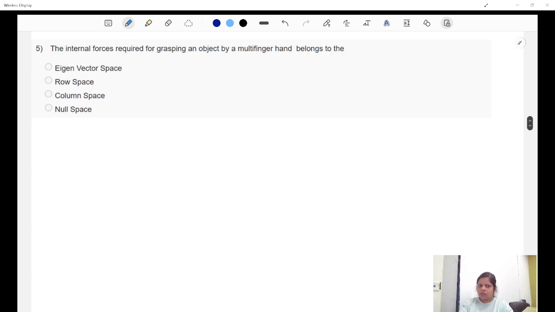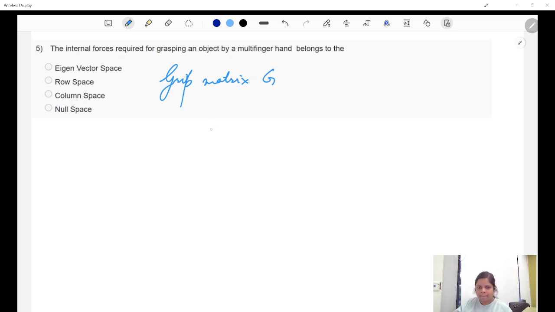Okay. The internal forces required for grasping an object by a multi-finger hand belong to which space: eigenvector space, row space, column space, or null space? If you have gone through the lectures and listened to one thing only, then you would be able to tell the answer. But let's see what happens here. Let's go to the grasp matrix first. Let's say we are defining our grip matrix G.